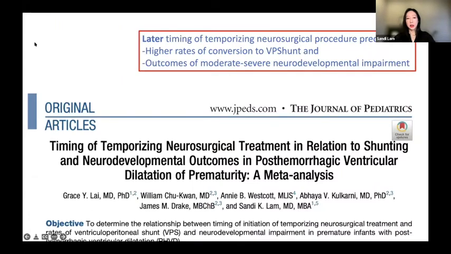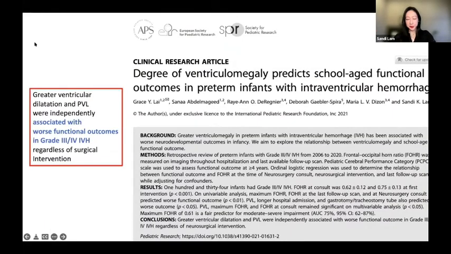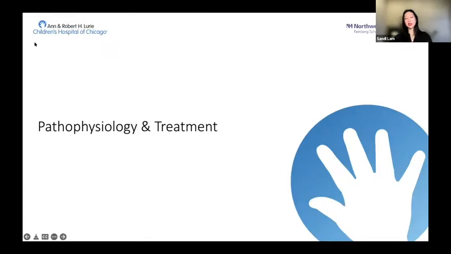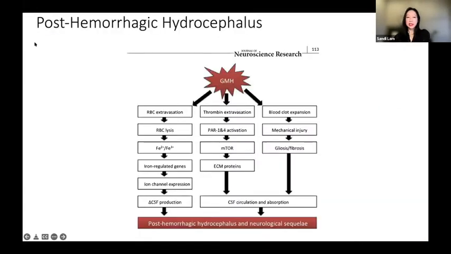So when my group did a systematic review and meta-analysis, we saw that the later the timing of the temporizing measure, the higher the rates of conversion to VP shunt, and actually worse outcomes of moderate to severe neurodevelopmental issues. When you look at radiographic measures and degree of ventriculomegaly, the greater the degree of ventricular dilatation was independently associated with worse functional outcomes, regardless of whatever surgical intervention was done. So that sets the stage for what's going on inside the ventricles and what we can do to help.